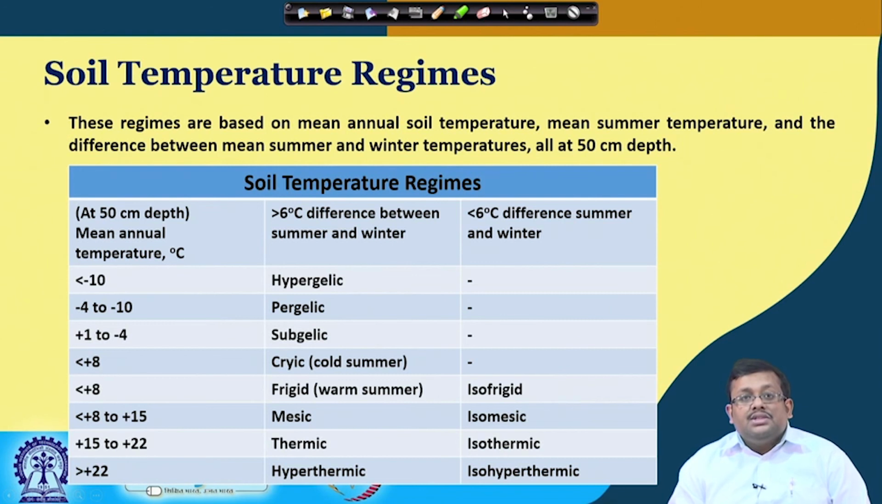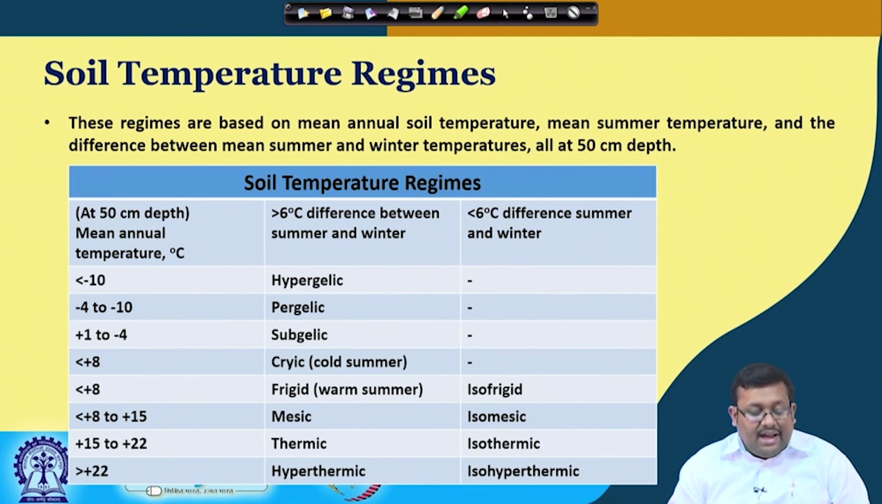Now, let us see what soil temperature regimes are. Soil temperature regimes are based on mean annual soil temperature, mean summer temperature, and the difference between mean summer and winter temperature, all at 50 centimeter depth. So, remember that all these soil temperature regimes are defined at 50 centimeter depth from the surface. So, what are the important soil temperature regimes?